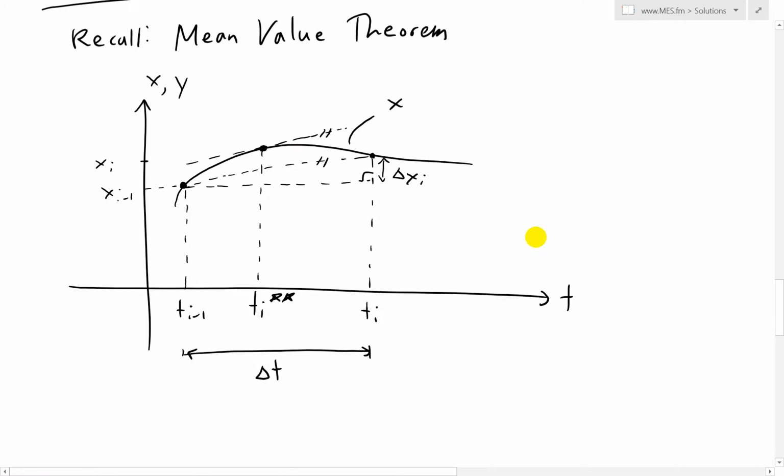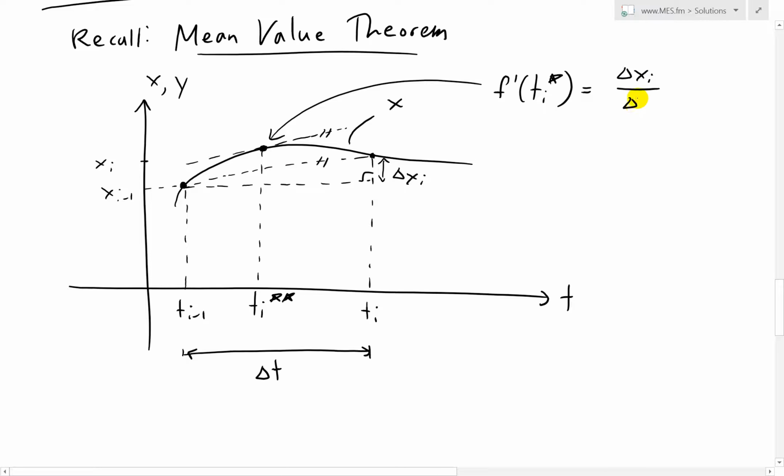So at this point here, by the mean value theorem, this slope could be written as, because this is for the x function, f prime of ti star. So ti star like this. This has to equal just the rise over run, or the average slope. In other words, delta xi over delta t.